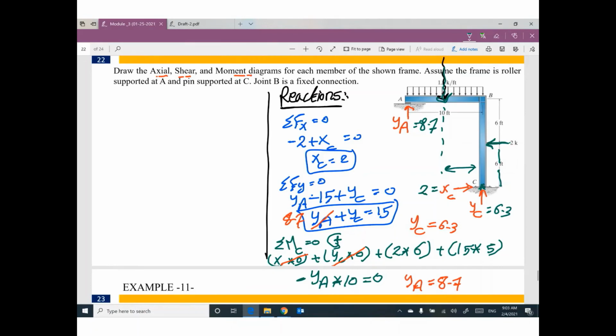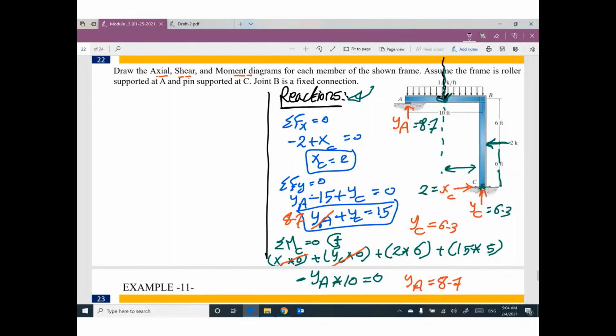Any questions so far? One more time. You have a frame. I need to figure out the reactions. My question is, do you have pin connection? If you have, we need to do separation to calculate reactions. If you don't have, we don't need to do separation. Any questions so far?